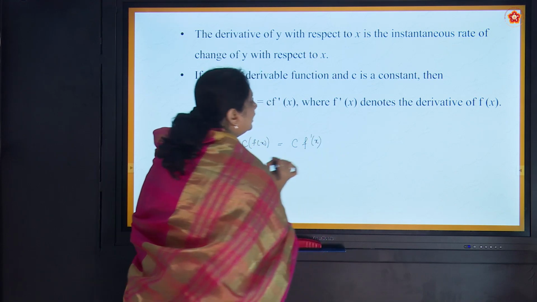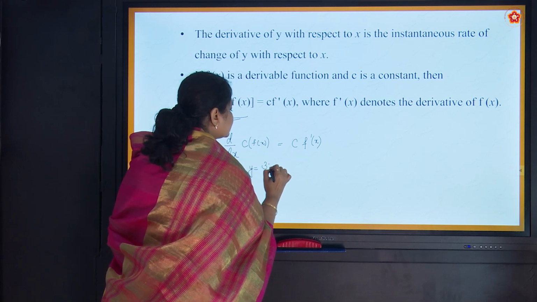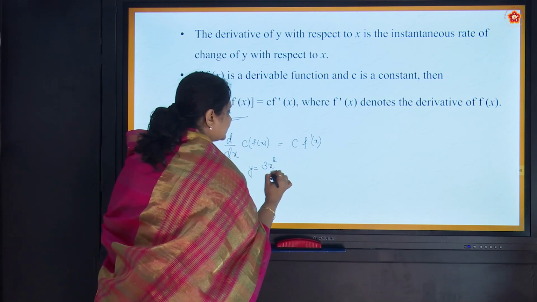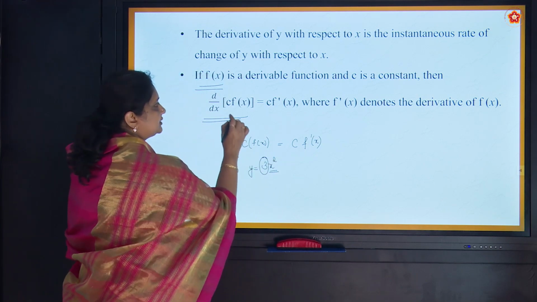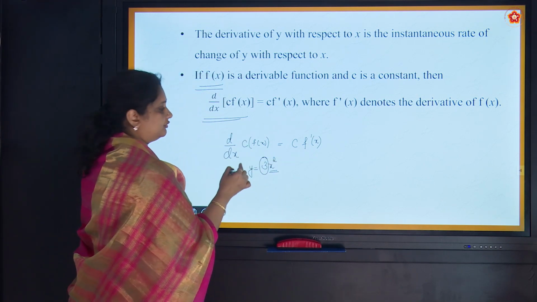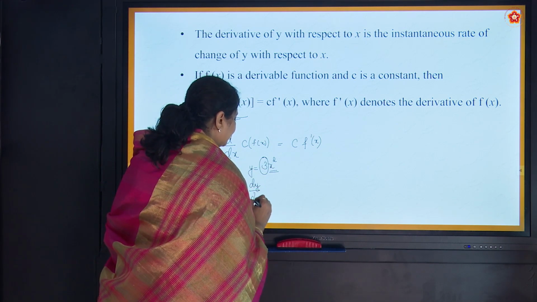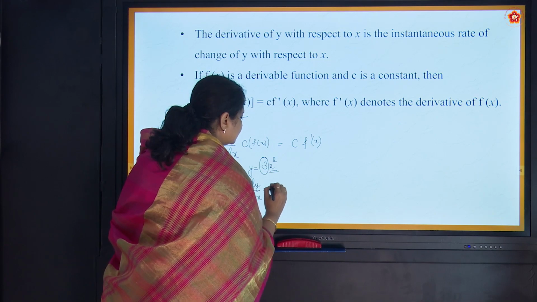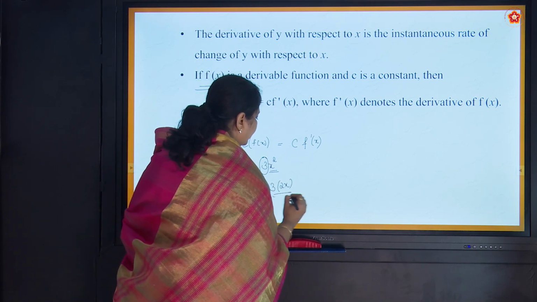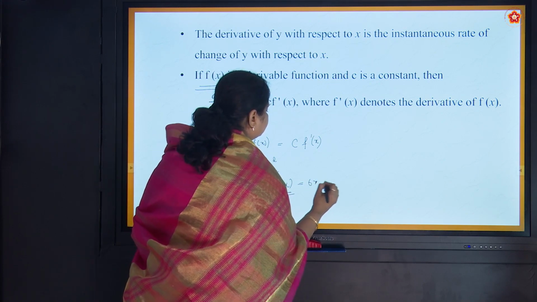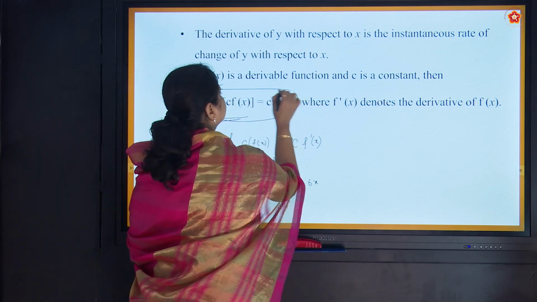To give you an example, if y is 3x square, of course x square is a derivable function and 3 is a constant coefficient of x square. Then when you differentiate y, that is nothing but 3 into the derivative of x square. That is what is denoted by this.